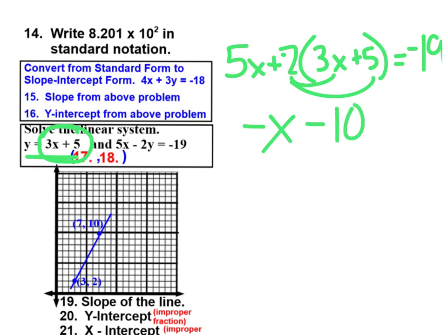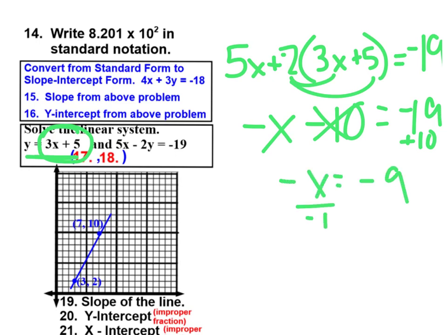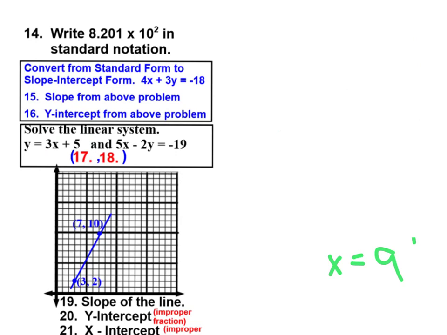So I'm right here. I need to add 10 to get rid of this. So I add 10, and I get an answer of negative 9 is what negative x is. So now I divide by negative 1, divide by negative 1, and x equals 9. Once I know what x is, I already have half of my solution done.